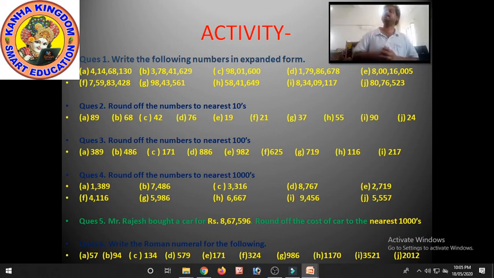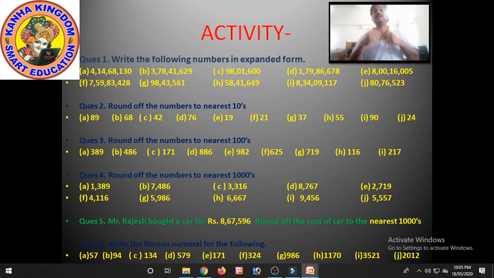Okay, now another one is the J part, that is 2012. Again you just expand it. This number means 2 in the thousands place, so 2000, plus 0. The hundreds place is 0. 0 is nothing, so you don't write anything. You just leave it and move to the tens place, that is 1. So 1, and the other number is 0. 10, plus 2 means 2000 plus 10 plus 2.